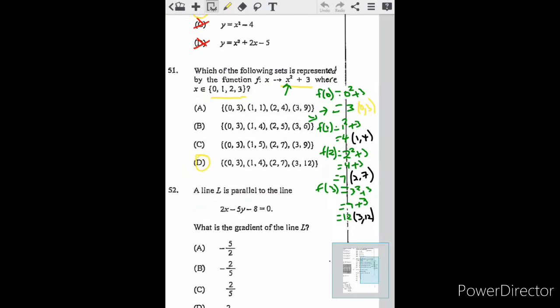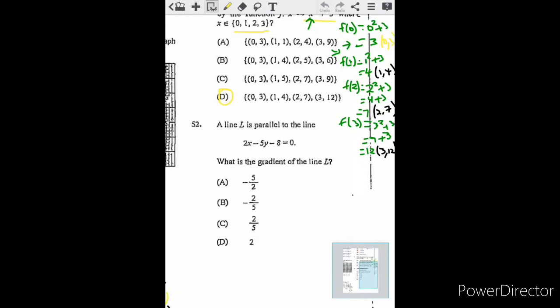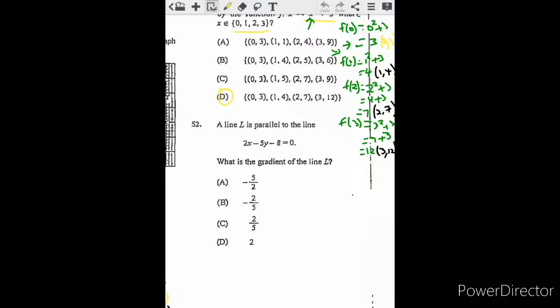Next question, we have 52. And it says a line L is parallel to the line 2x minus 5y minus 8 is equal to 0. What is the gradient of line L?